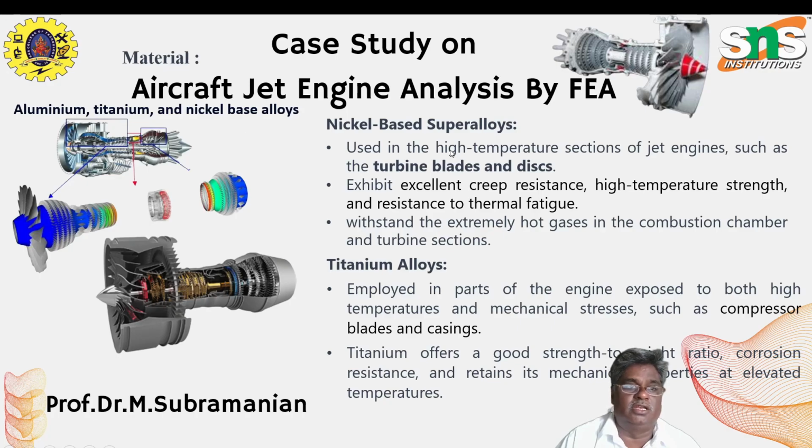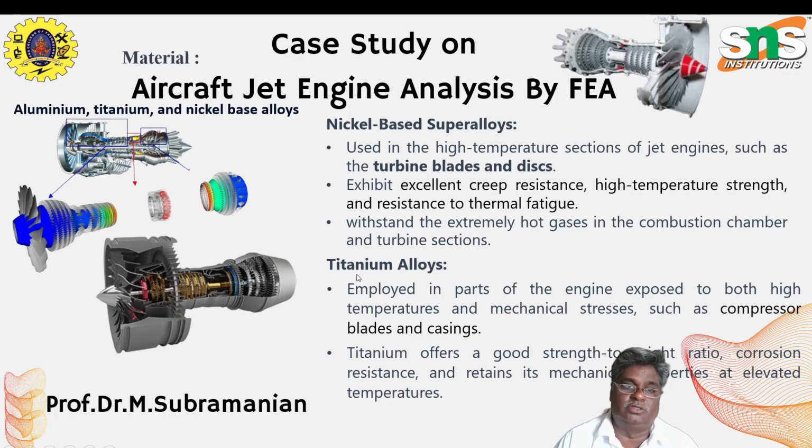The following materials are used in aircraft jet engine components. One is nickel based superalloys, used in the high temperature sections of jet engines such as turbine blades and discs. They exhibit excellent creep resistance, giving high temperature strength and resistance to thermal fatigue. Nickel based superalloys withstand the extremely hot gases in the combustion chamber and turbine sections.